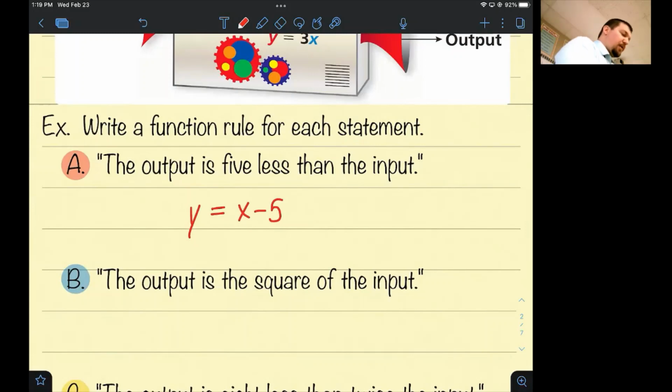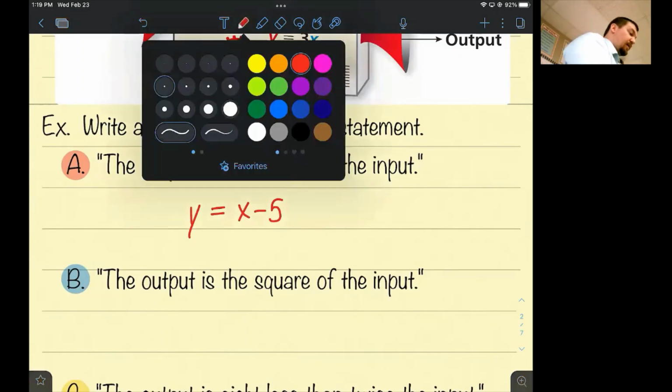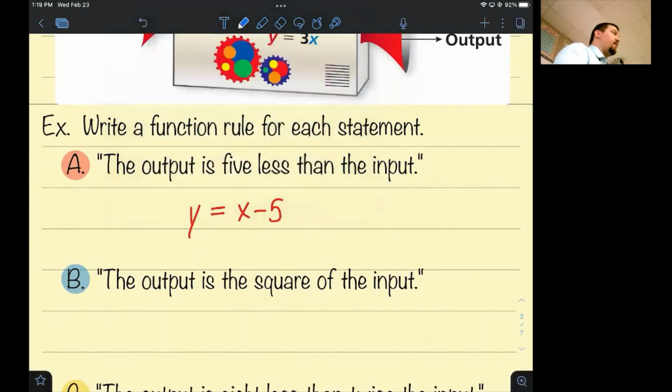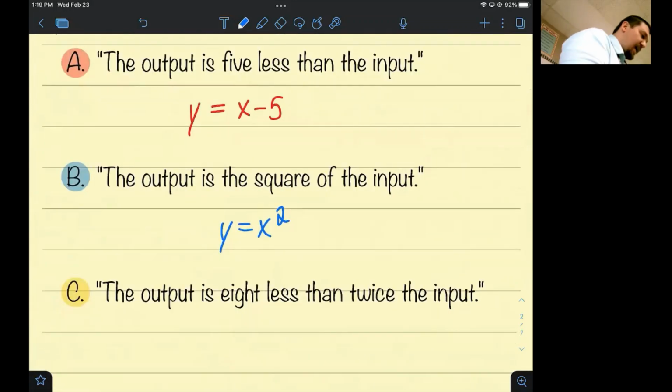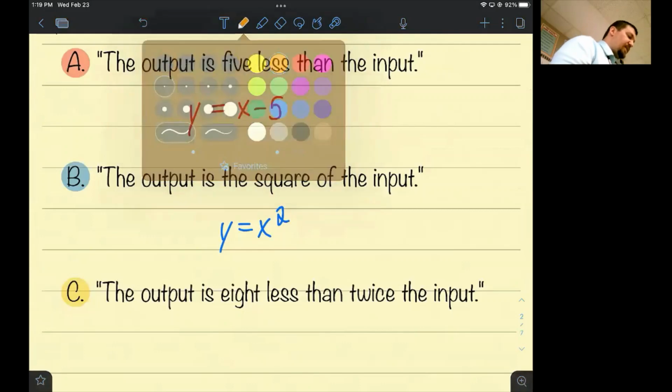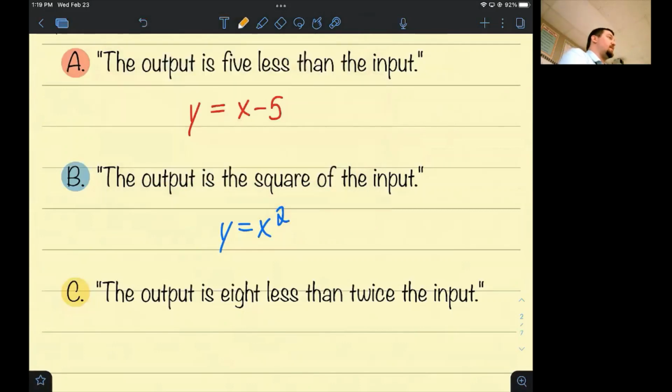What about the output of the square? Sorry, the output is the square of the input. Christian? Perfect. And the last one, the output is 8 less than twice the input. Jimmy? Perfect.